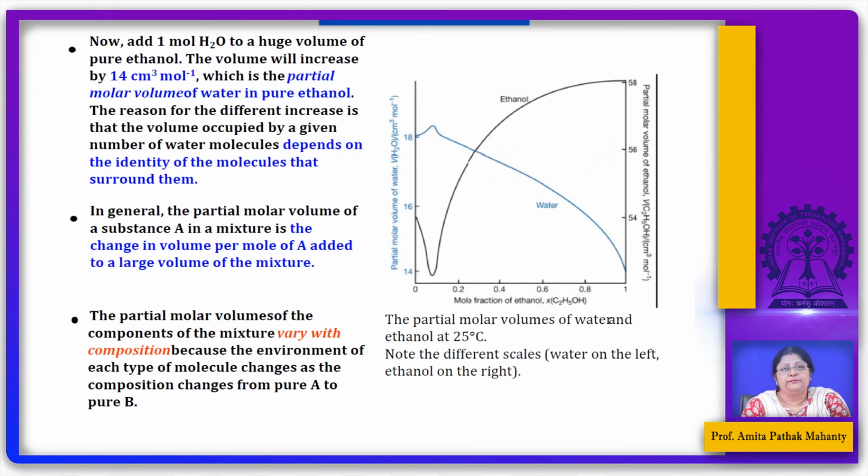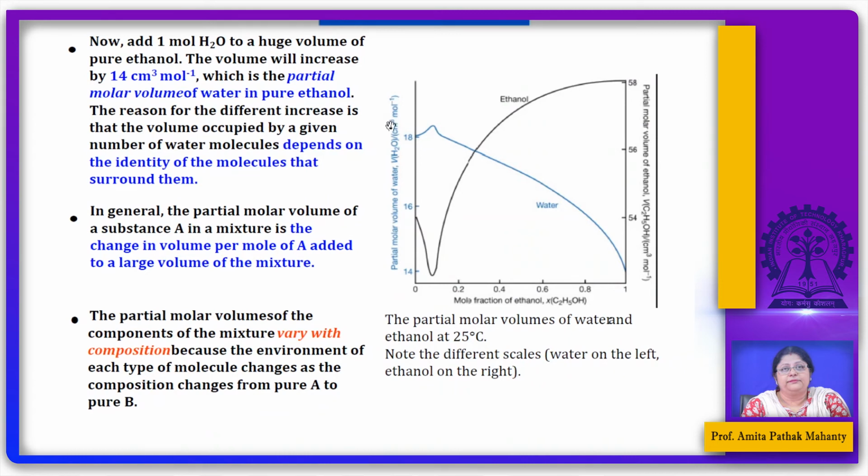Now let us add 1 mole of water to a huge volume of pure ethanol. I have ethanol in large amount. Into that I add 1 mole of water. What should I expect? The increase for 1 mole of water is going to be 18 cc per mole, so the total increase should be 18 cc. But what we see is that the volume increases only by 14 cc per mole, which is the partial volume of water in pure ethanol.